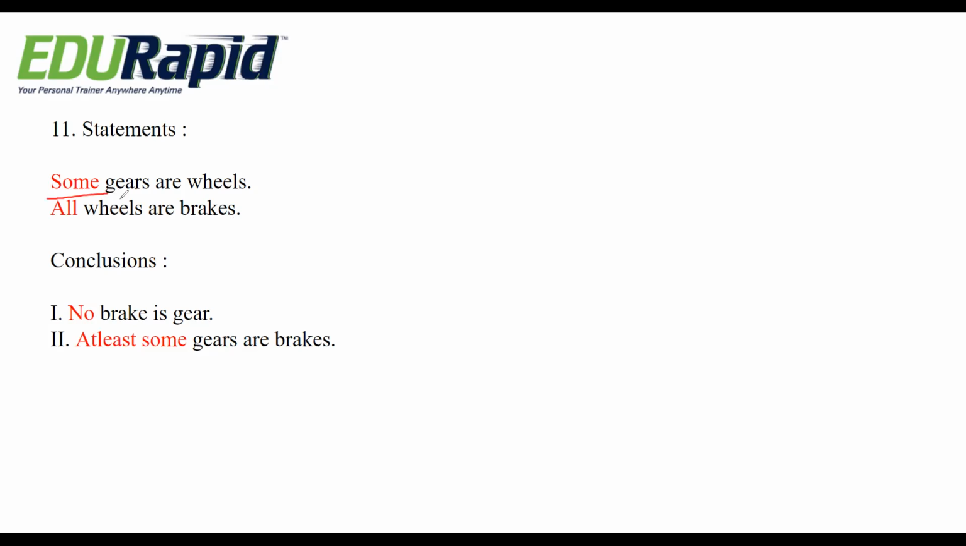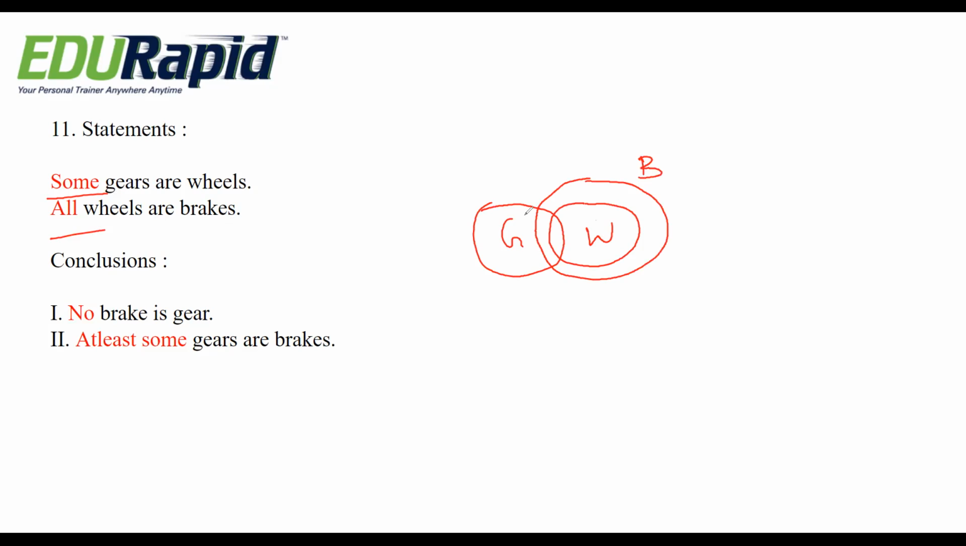Some gears are wheels. All wheels are brakes. The conclusion is no brake is gear. No brake is gear is wrong, because here they are directly connected to each other. We can say that some gears are brakes. From the Venn diagram, we can see that both, G and B, are connected. So no brake is gear is wrong.